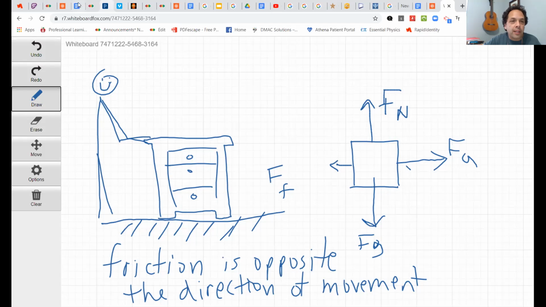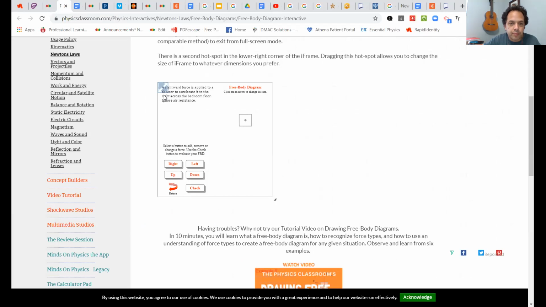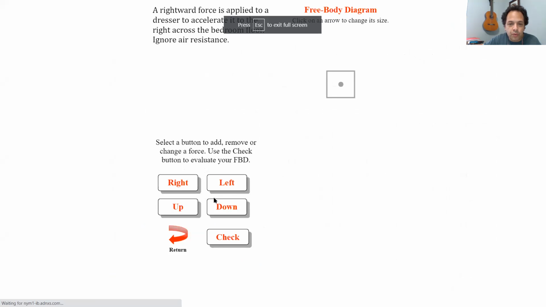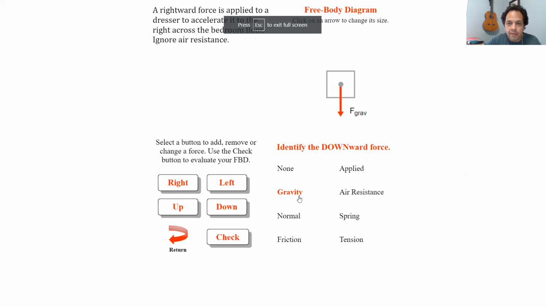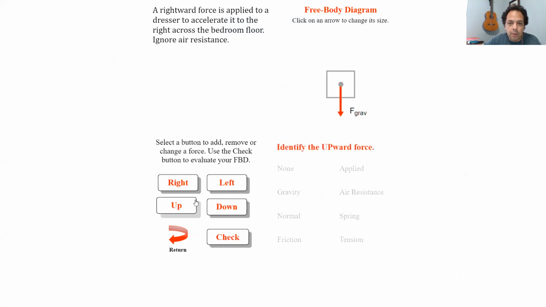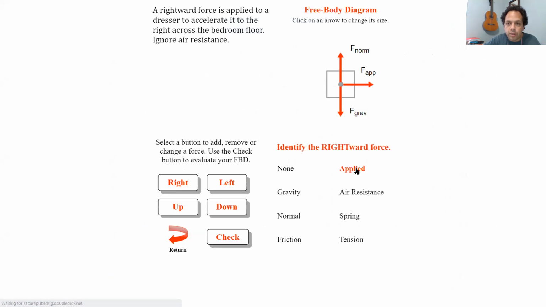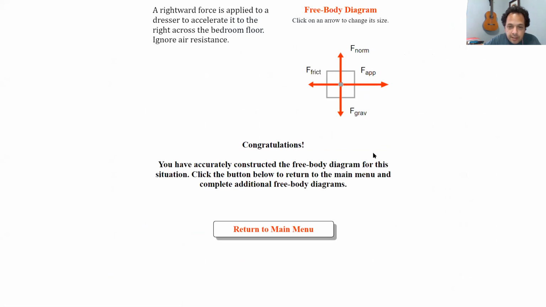So let's see if we're right. So we've got downward gravity, upward normal, rightward applied force, and let's make it bigger. And then leftward, let's do friction, like that. So let's see if we're right. Yes, it is correct.